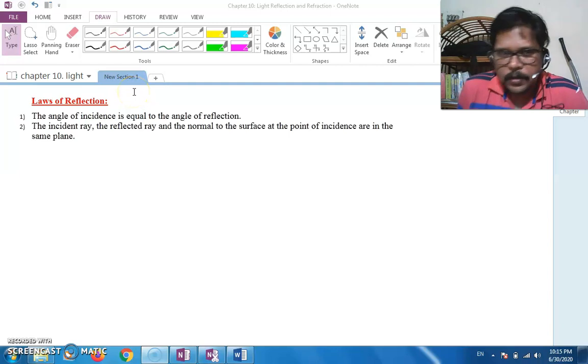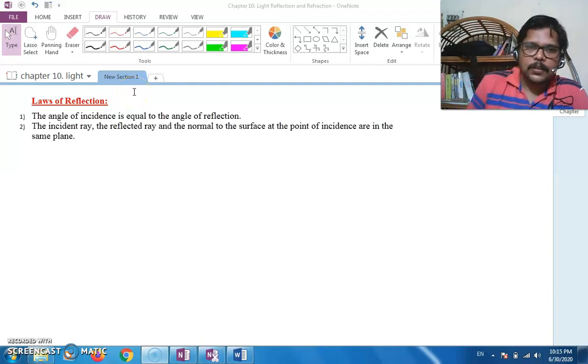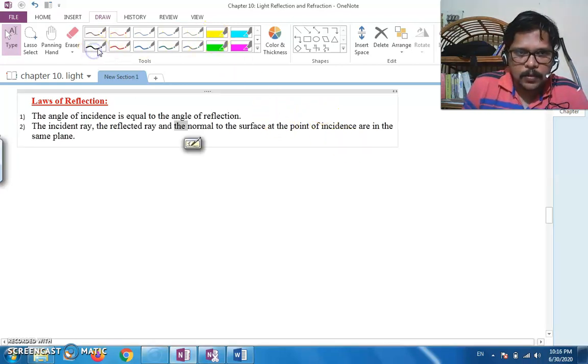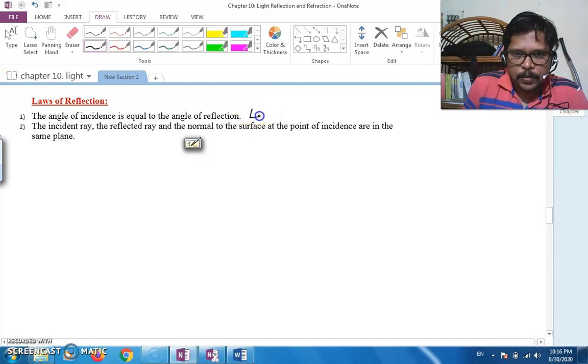These are easy laws which you have learned already. The first one is the angle of incidence is equal to the angle of reflection. We write this as angle I equal to angle R.